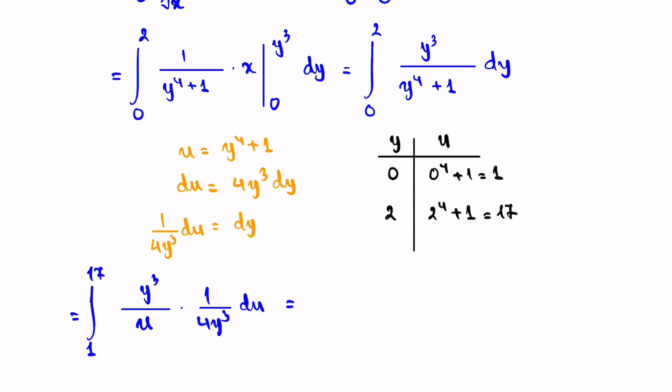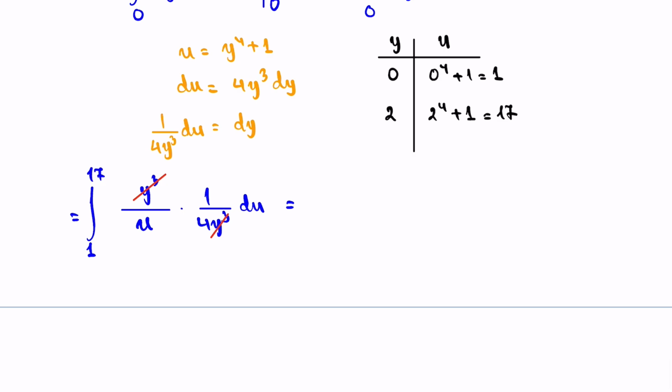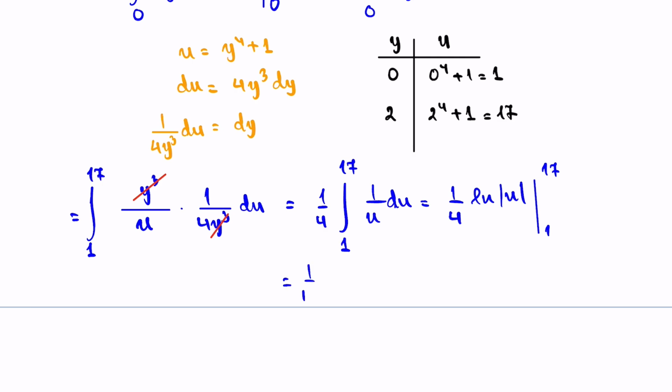Now you're going to make some simplifications here. The y cubed terms cancel out. The 1 over 4 is a constant multiple, so you can bring that out of the integral operation. You're left with the integral from 1 to 17 of 1 over u du. Or this is 1 over 4 times ln of the absolute value of u, evaluated at 1 and 17. Or you get 1 over 4 times ln of the absolute value of 17 minus ln of the absolute value of 1. ln of 1 is equal to 0, so you're left with the answer ln 17 over 4. We can actually drop the absolute value because 17 is a positive number.